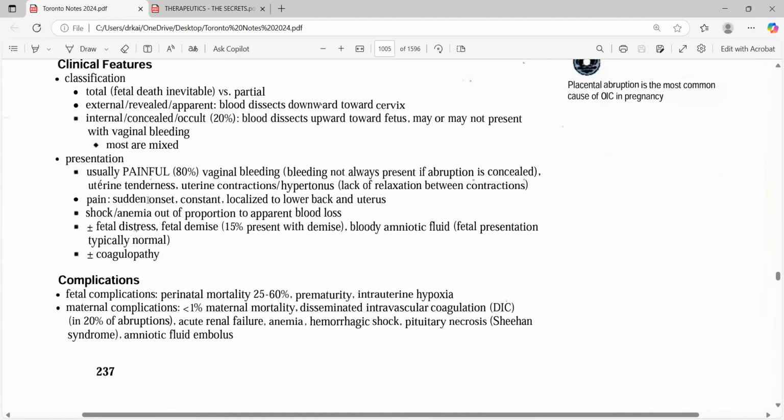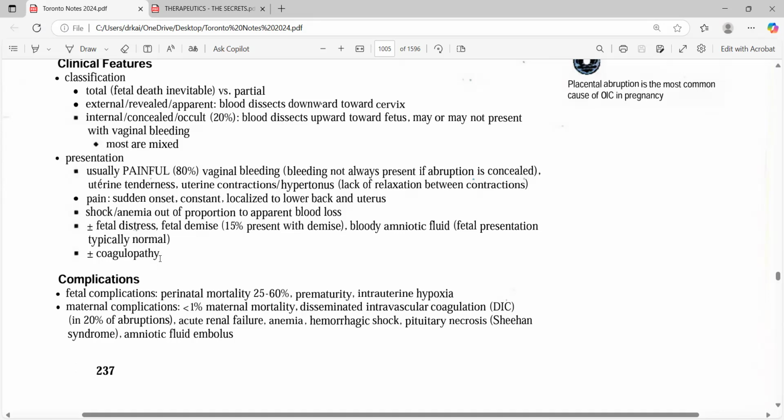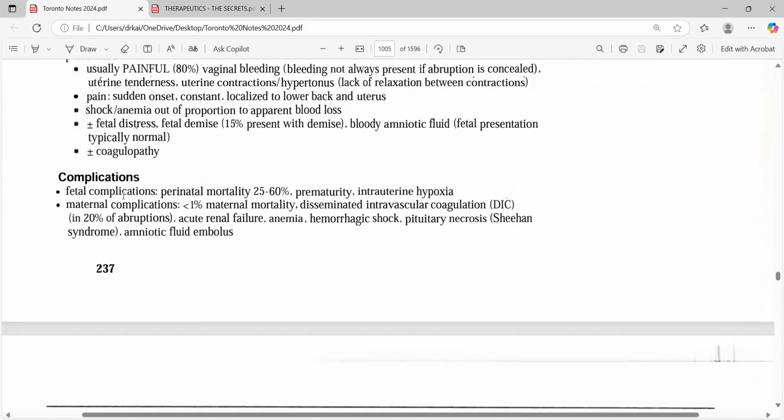Then the pain is of sudden onset, constant, localized to lower back and uterus, with shock, fetal distress, and coagulopathy. Fetal complications: obviously the fetus can die, prematurity, hypoxia. For the mother, she will have renal failure, shock, hemorrhage. One of the most common presentations is Sheehan syndrome, postpartum pituitary necrosis. Amniotic fluid embolism could be there. So the most important one that can be asked is Sheehan syndrome.